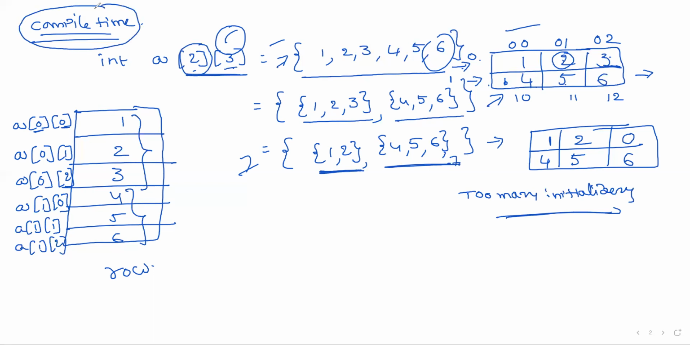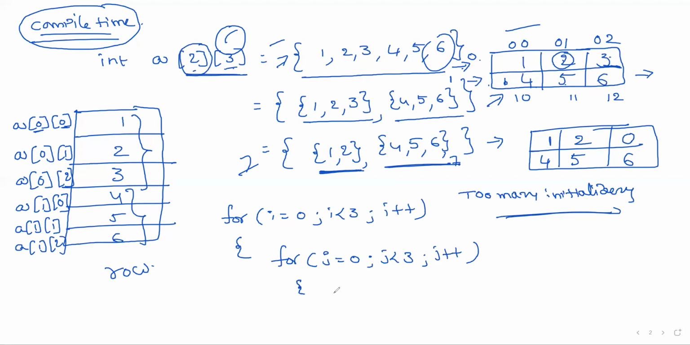Runtime initialization, in the sense, we have to use two for loops. One for loop is for row, another for loop is for column. Suppose like this: for i = 0; i < 3; i++, for j = 0; j < 3; j++, scanf("%d", &a[i][j]).